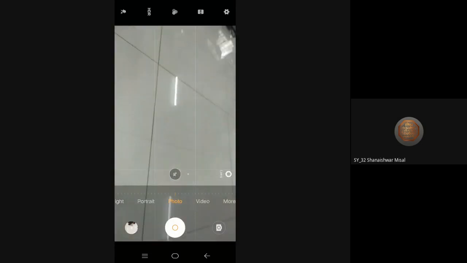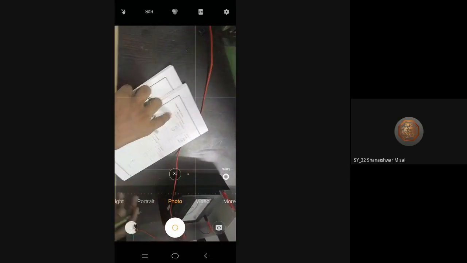Now you can see the speed is increased. It is 1000 and here we can see this is 700. So 1000 plus 700, that is 1700 is the speed. Okay, so last reading we will take.